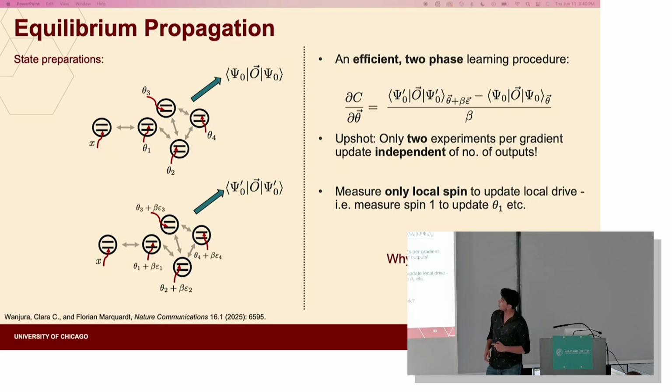And the two big upshots are, of course, the fact that it's a two-phase update. But another very useful thing here is that it's a local learning rule, which basically means that to update drive theta j, I actually only need to measure an observable on that spin. And what that means is I don't need to know what's going on in the rest of the system. I can just do local things and update it. This is also very nice about EP.